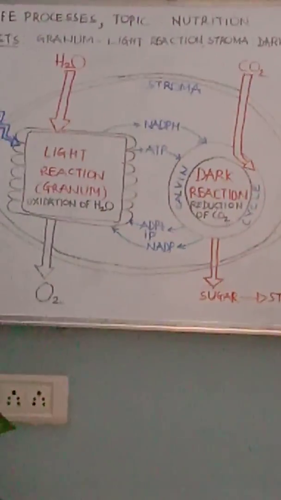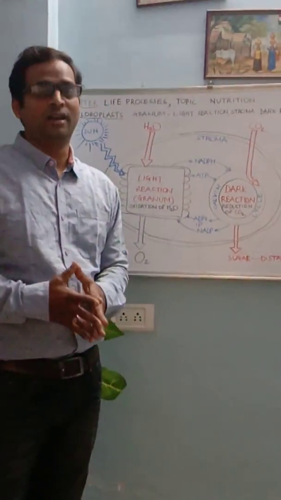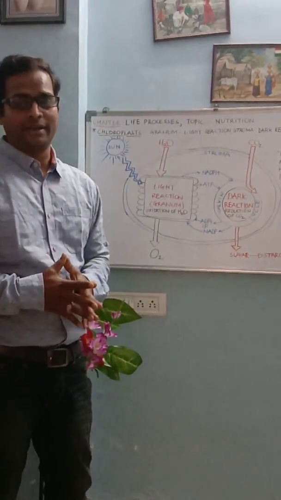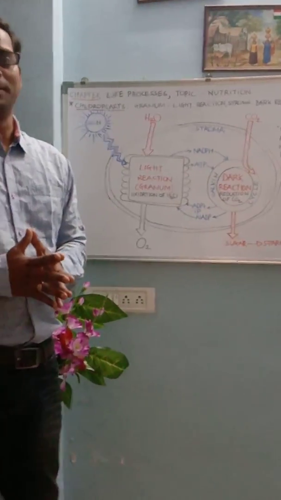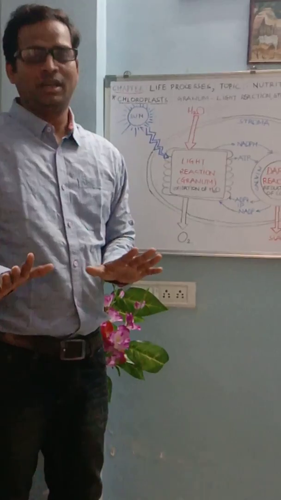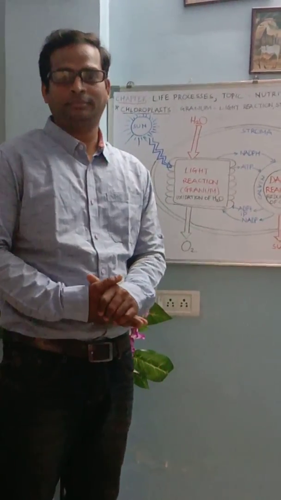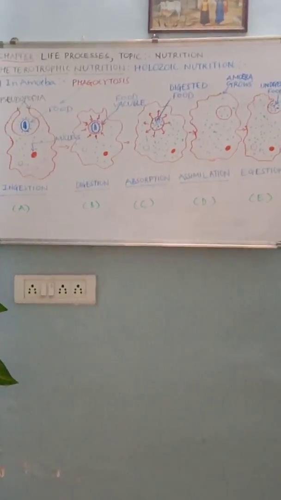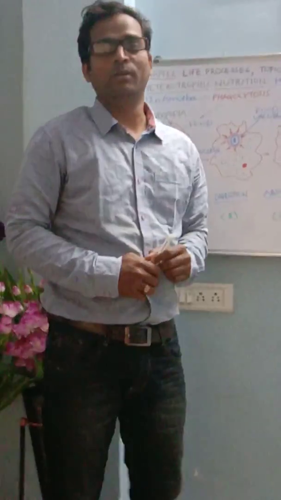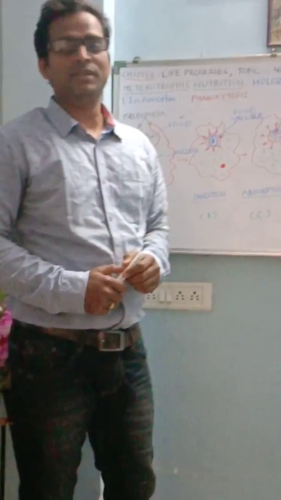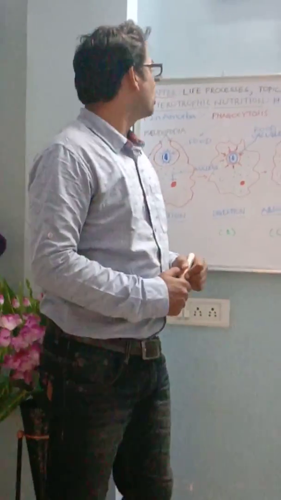So these are the two main processes which occur during photosynthesis. We call them light reaction and dark reaction, or photochemical reaction and biochemical reaction. I hope you all have understood the concept. Yes, friends, so that was all about the autotrophic mode of nutrition. And now it's time to learn the heterotrophic mode of nutrition.